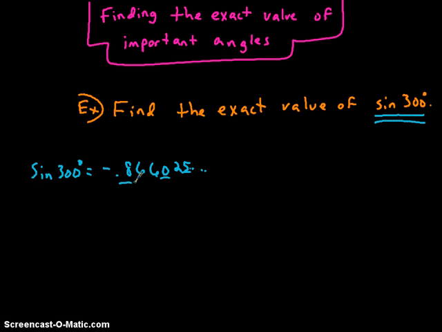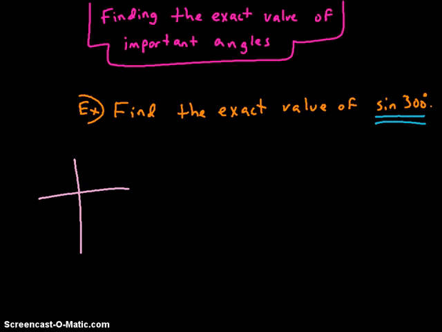We want to know exactly what it is, and that will probably have square roots in the answer. So to find out exactly what it is, we create a triangle in a unit circle. The first thing we do is graph 300 degrees. 300 degrees would be in the fourth quadrant. So this is a 300 degree angle, somewhere around there. That's what the angle actually looks like.